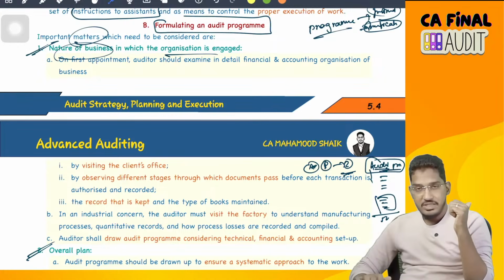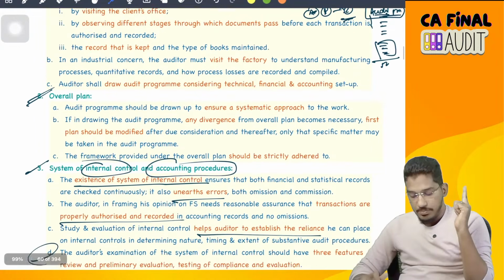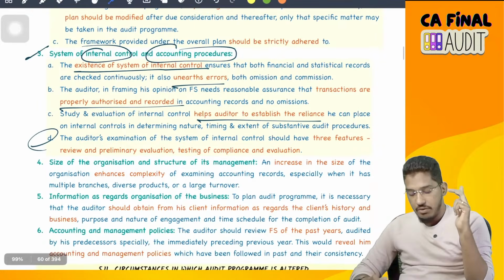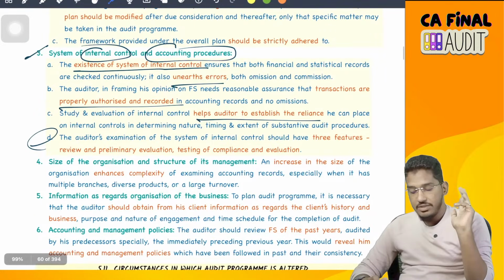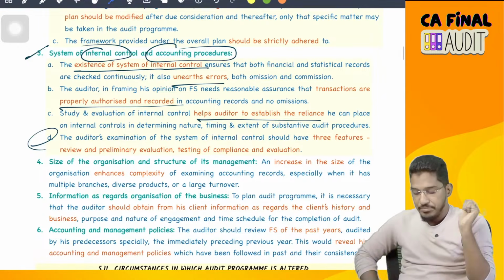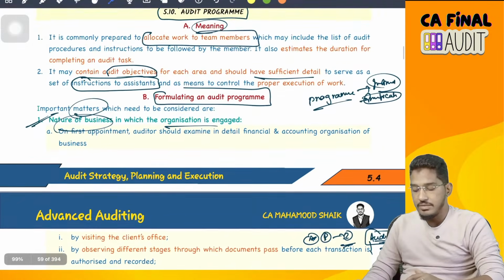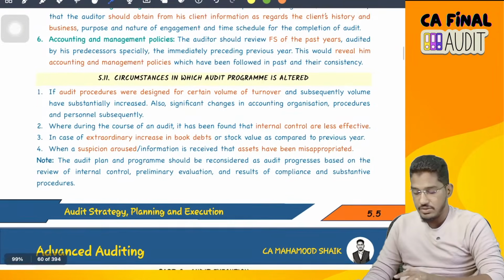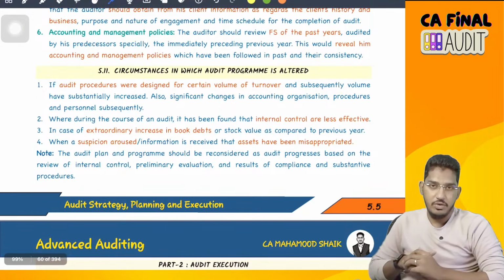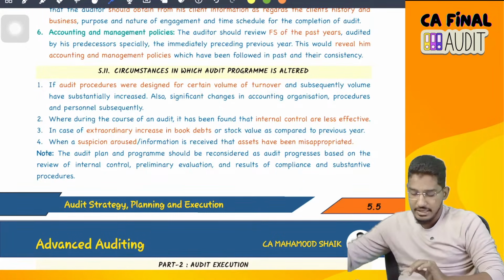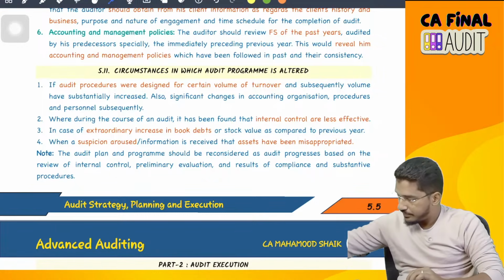Number 1, nature of the business in which the organization is engaged, overall plan, system of internal control and accounting procedure, size of the organization and structure of its management, information as regards the organization of business, and finally accounting and management policies. So take all these matters into consideration and then formulate the audit program accordingly. Able to understand? Clear and comfortable, everybody? Next.